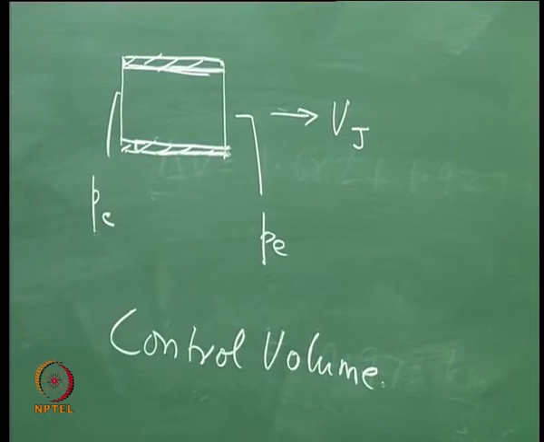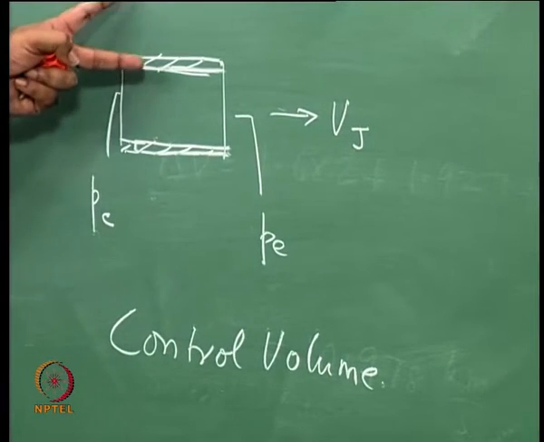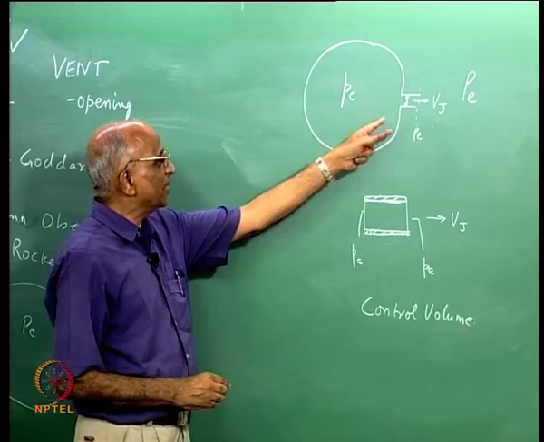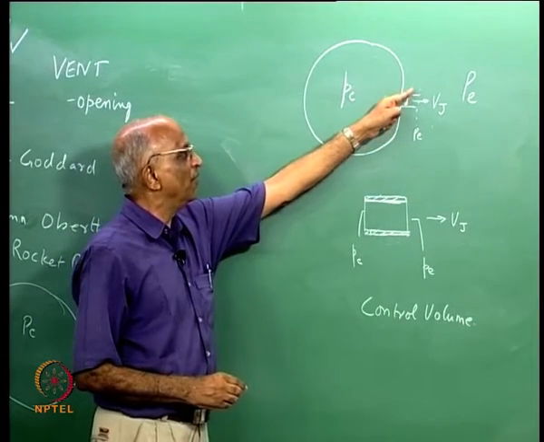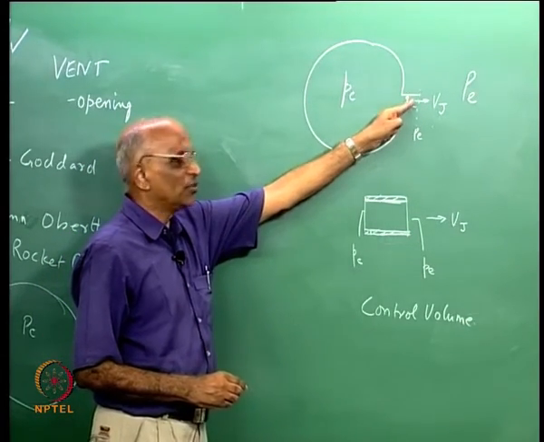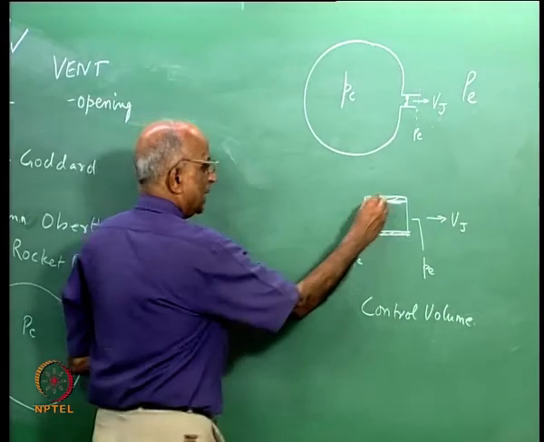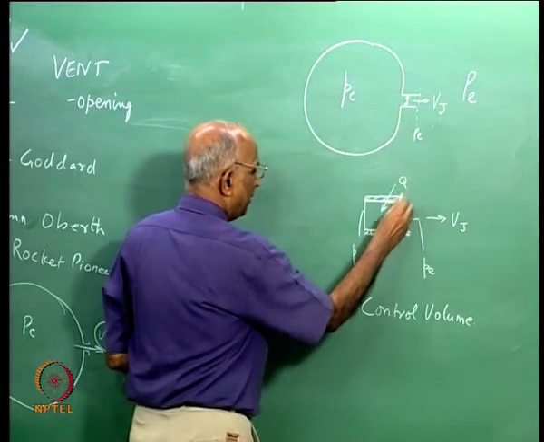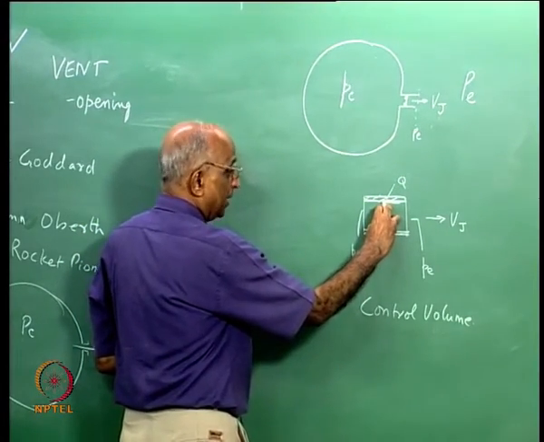What are the assumptions we normally make? Let us assume it is adiabatic. That means the vent is such that there is no heating of the vent or no heat comes from outside into the nozzle. In other words, I say Q which is entering this particular area is 0.